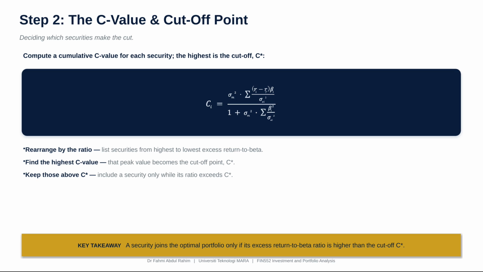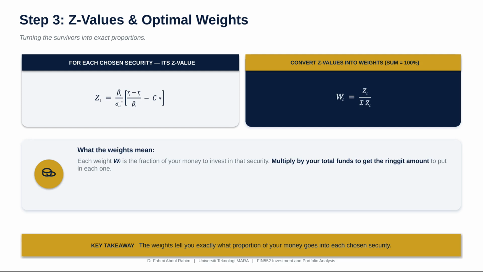The takeaway: a security joins the optimal portfolio only if its excess return to beta ratio is higher than the cutoff C star. The residual variance, by the way, sigma e i squared, is just the company-specific risk of security i. Once we know who is in, step 3 tells us how much of each to buy. Step 3 turns the surviving securities into exact proportions, the answer we have been working towards.